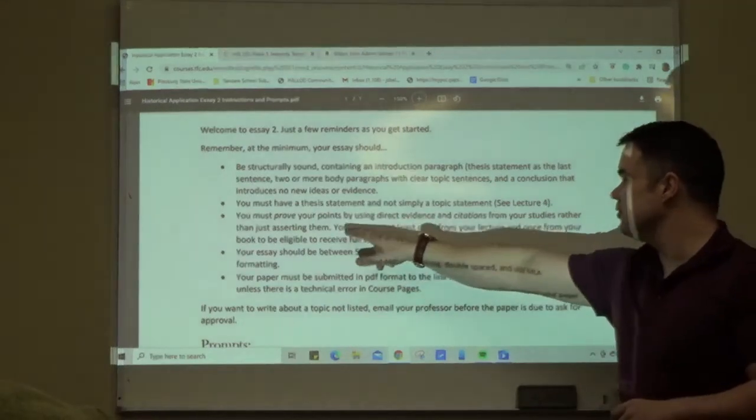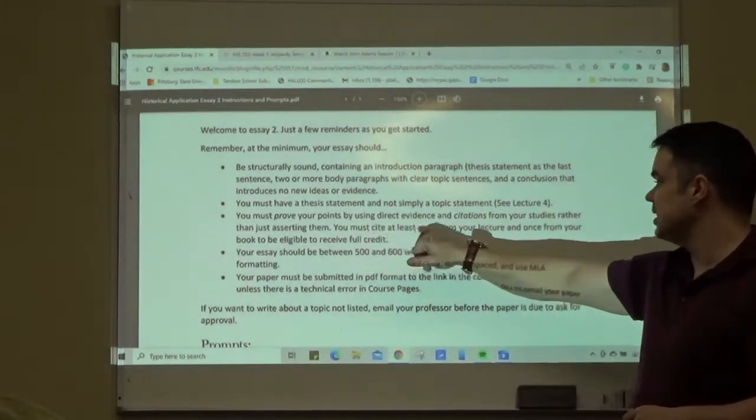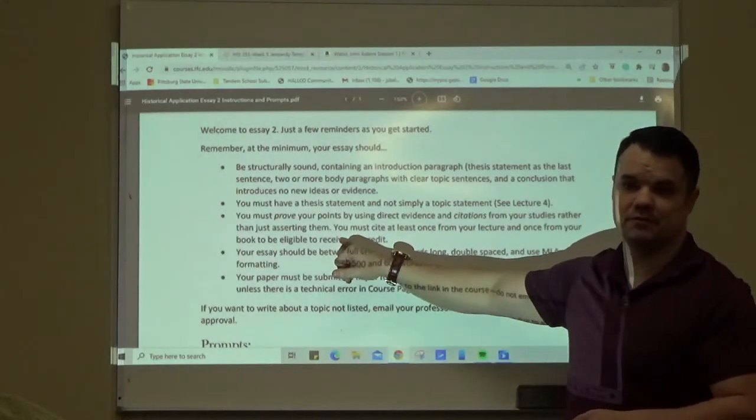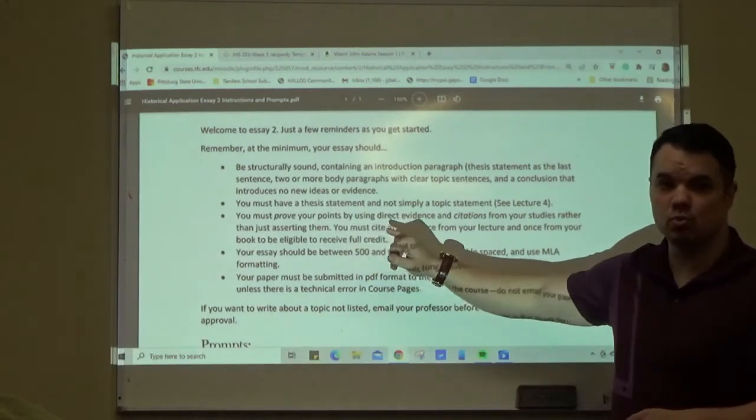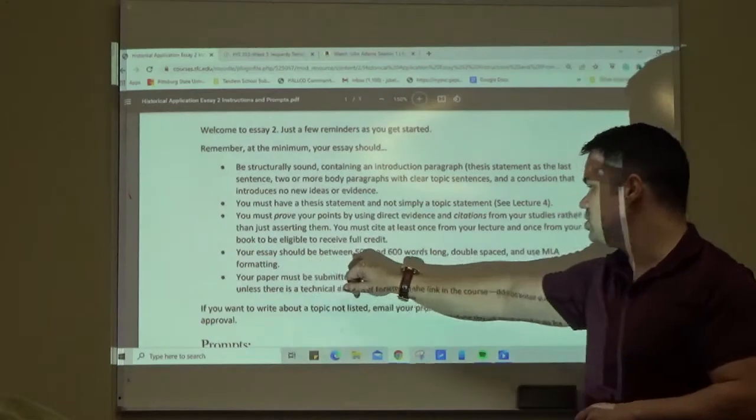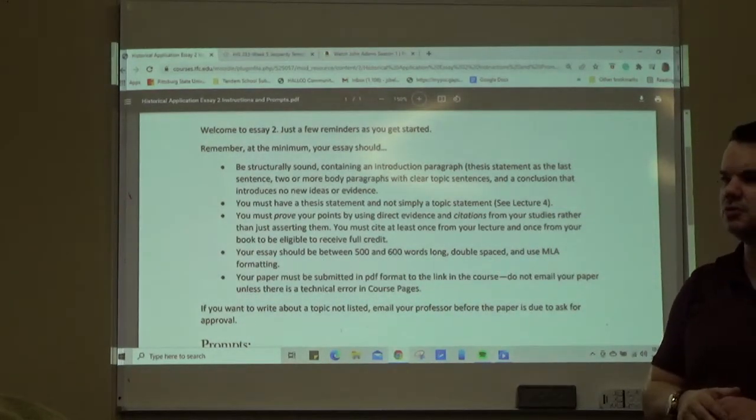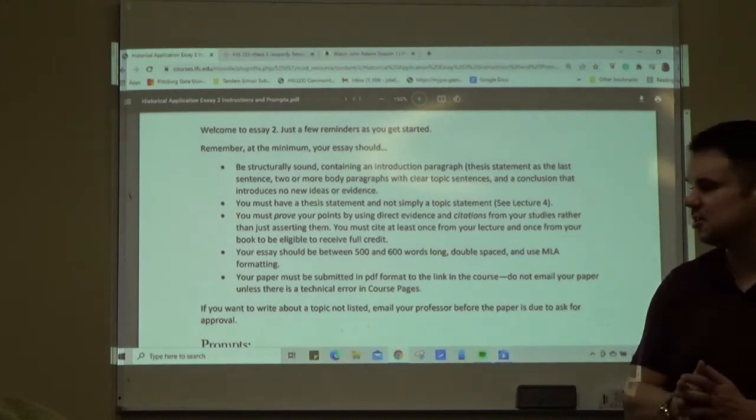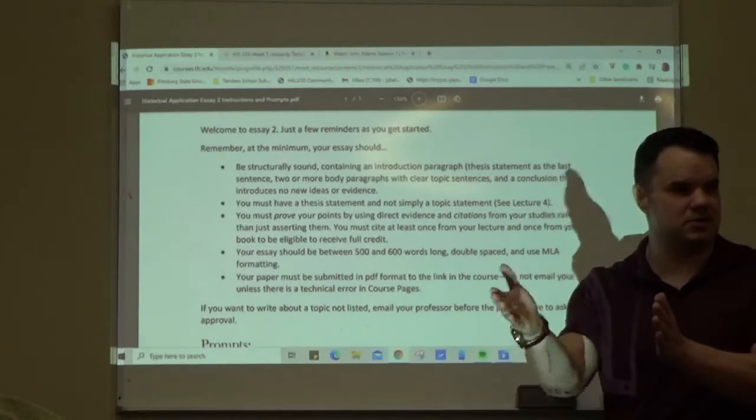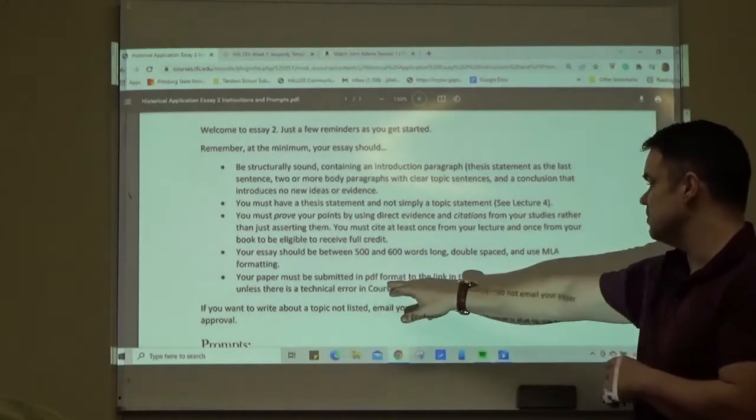All right, you must prove your points by using evidence and citations from your studies rather than just asserting them. You must cite at least once from your lecture and once from your book to be eligible to receive full credit. Keep in mind, that doesn't mean you will receive full credit. That's just the bare minimum. All right, your essay should be between 500 and 600 words long. We've already gone over that. I think almost every student pretty much had that, so that one's not concerning me. Make sure you're not under 500, and if you go over 600, try to keep it as close to the mark as possible. Your paper must be submitted in PDF format.